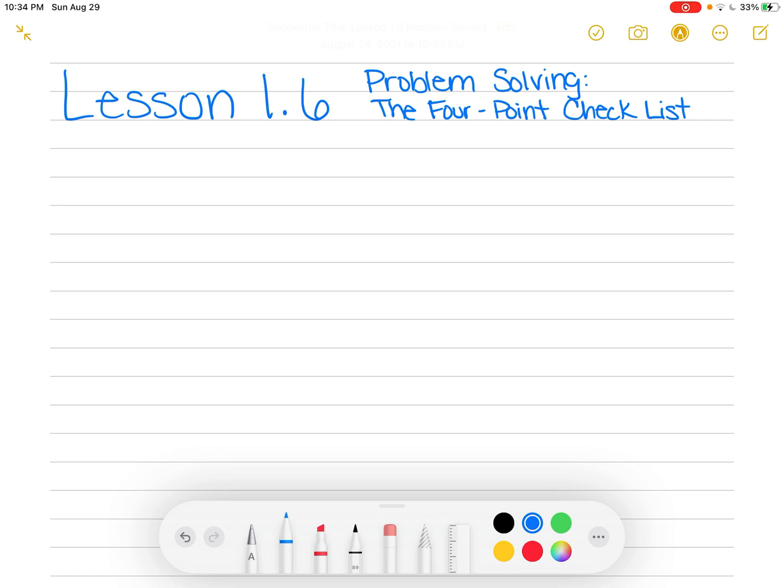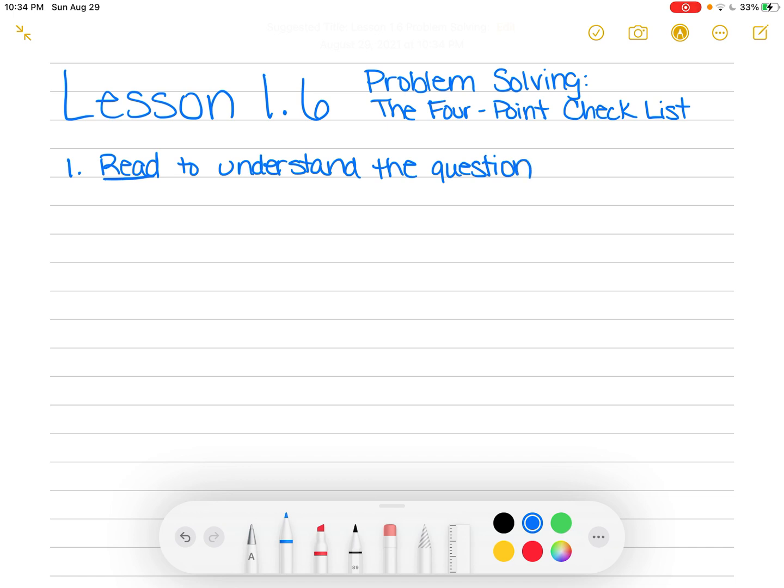You need to pay attention to what the checklist is, because if I come back and say, hey, you need to do the checklist, then you need to make sure that you know it. So the 4-point checklist. Number 1 is read to understand. So read to understand. And it says, read to understand the question and identify the needed data. So read to understand the question. That's all I'm going to write. That's all I'm going to make you write.